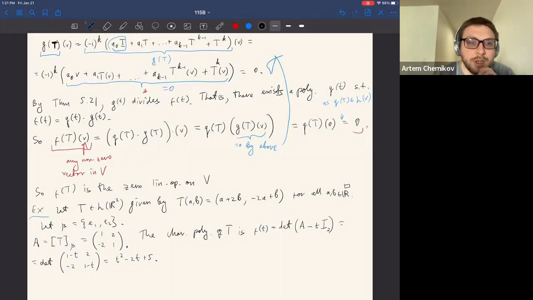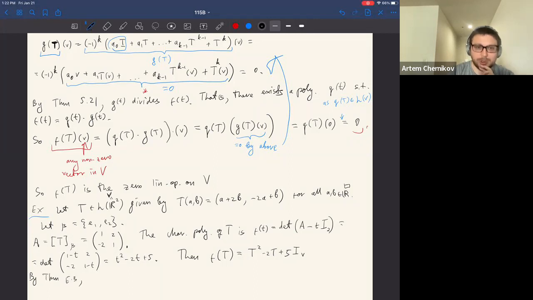Then, if we want to evaluate this polynomial on T, by definition this simply means we have to replace the variable of the polynomial by the linear operator. So we have T squared minus 2T plus 5 times the identity I_V, where V is of course R squared in this example. This is the result, this is f of T.